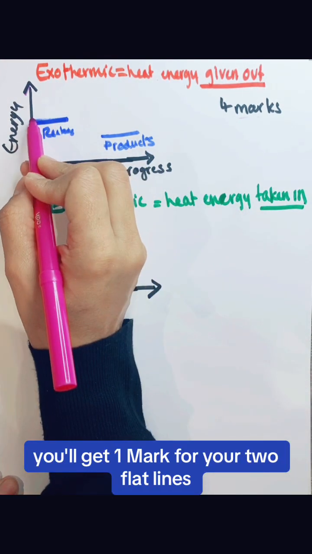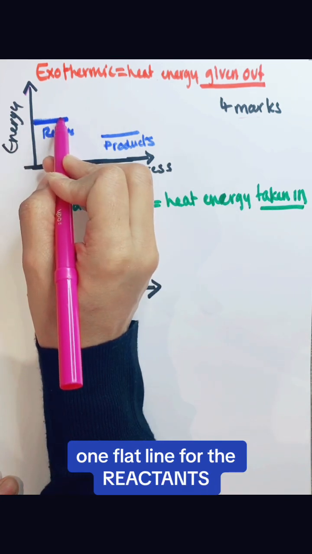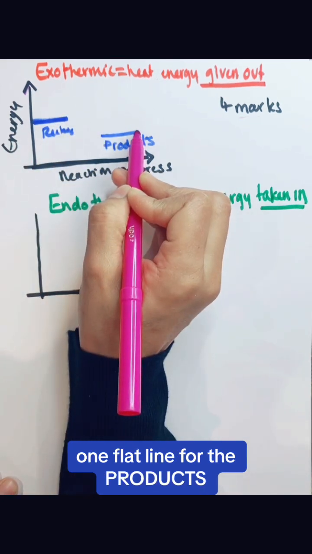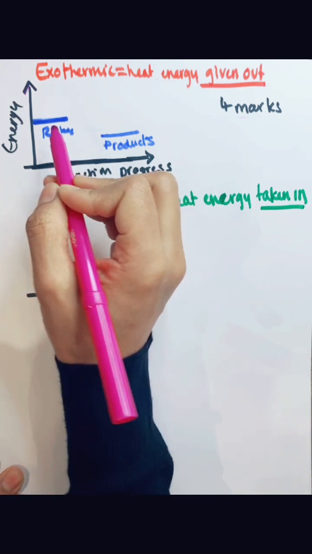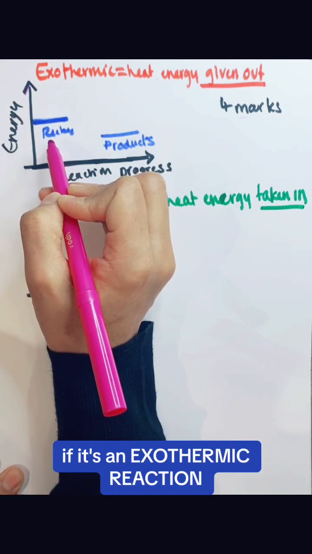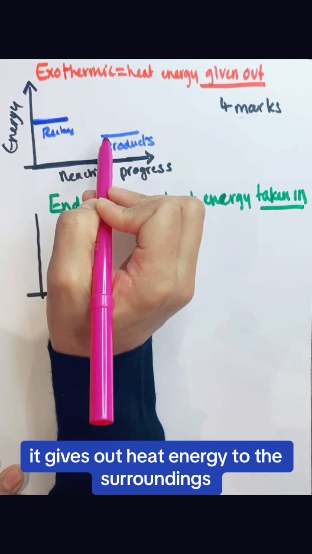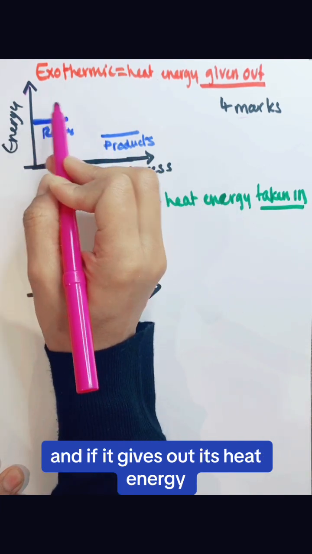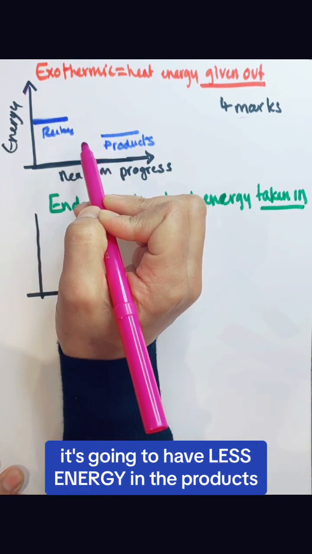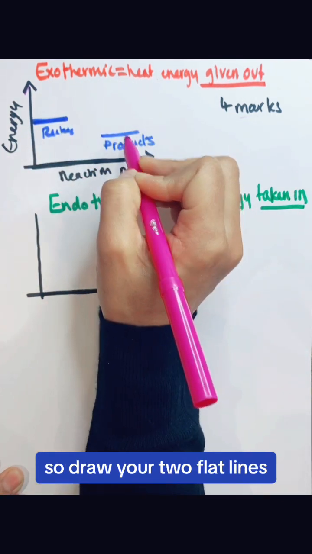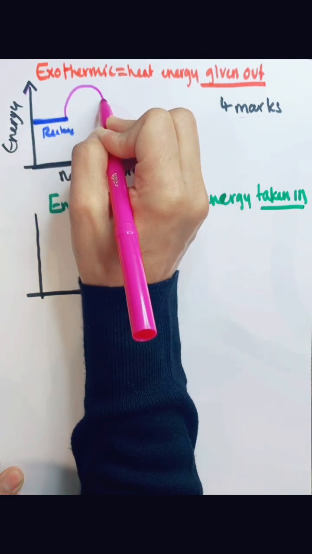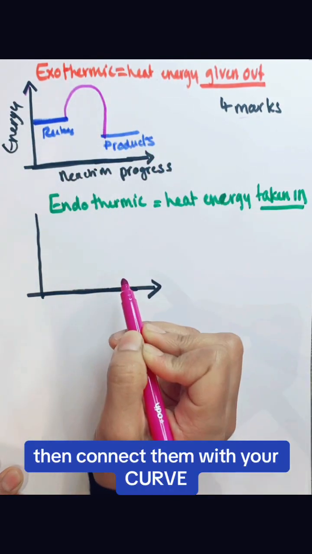You'll get a mark for your 2 flat lines, one for the reactants, one for the products. Now, because this is an exothermic reaction, just stop and think. If it's an exothermic reaction, it gives out heat energy to the surroundings. And if it gives out its heat energy, it's going to have less energy in the products. So draw your 2 flat lines, then connect them with your curve.